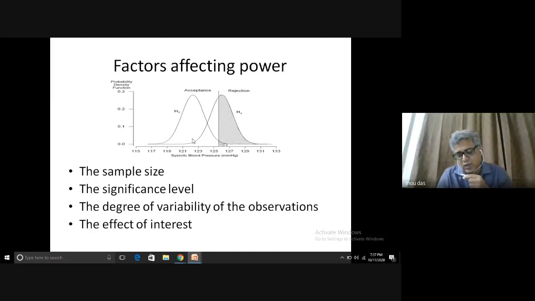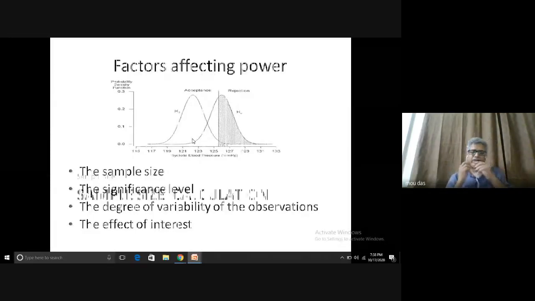Obviously, a smaller sample size will be needed, or rather the study will have more power for the same sample, if you consider the second one than the first one, because the first is a very small effect of interest. The smaller the effect of interest, the more sample size is needed, and for a given sample size, the lesser power it has.